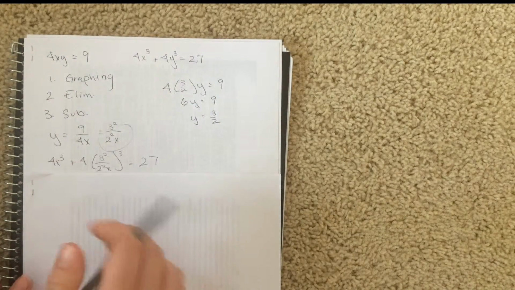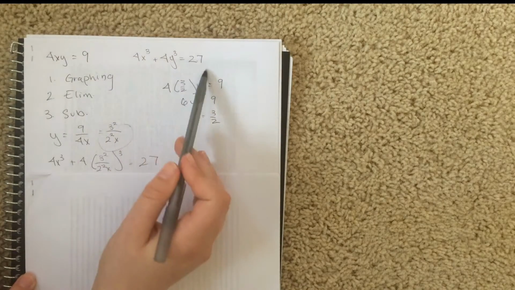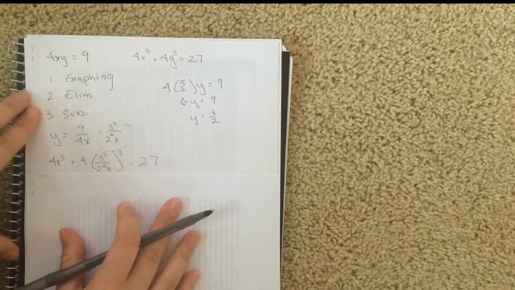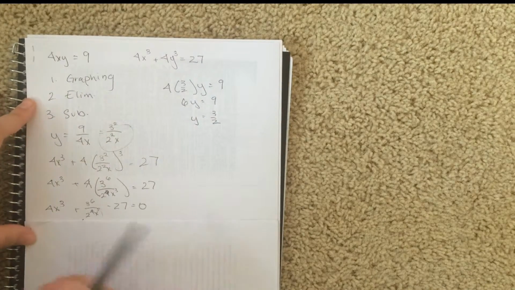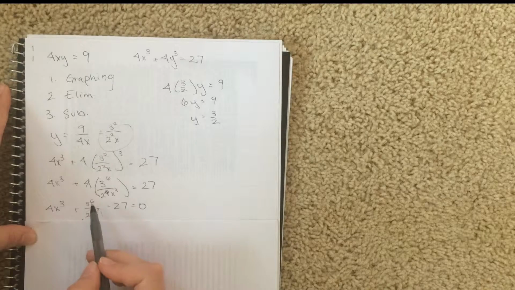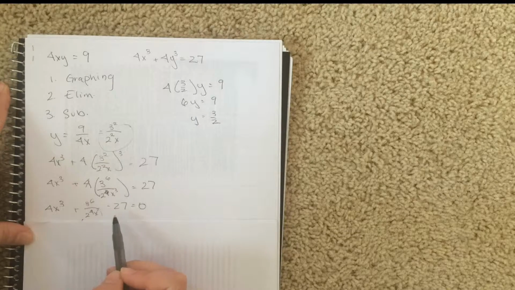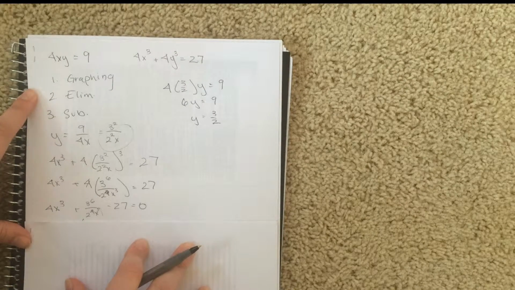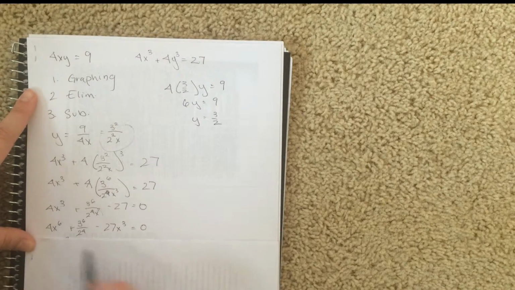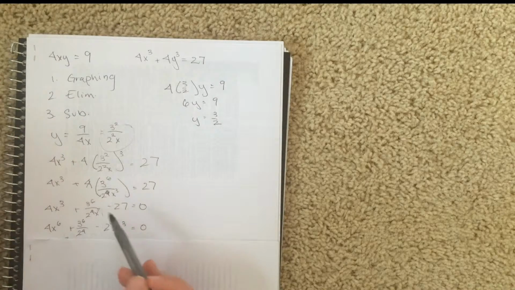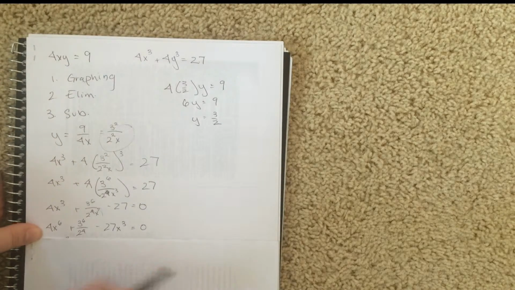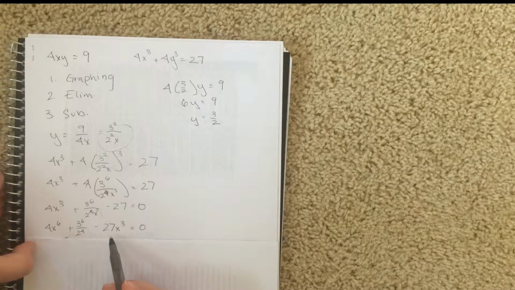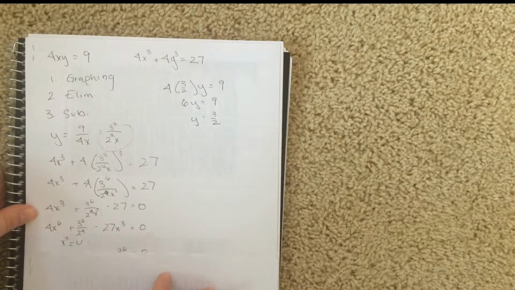Then anywhere I see a y in this equation, I'm going to plug in this value. After some simplification, you get that 4x cubed plus 3 to the 6th over 2 to the 4th x cubed minus 27 equals 0. Then you can multiply everything through by an x cubed, so you get this x cubed out of the denominator, and you're left with 4x to the 6th plus 3 to the 6th over 2 to the 4th minus 27x cubed equals 0.